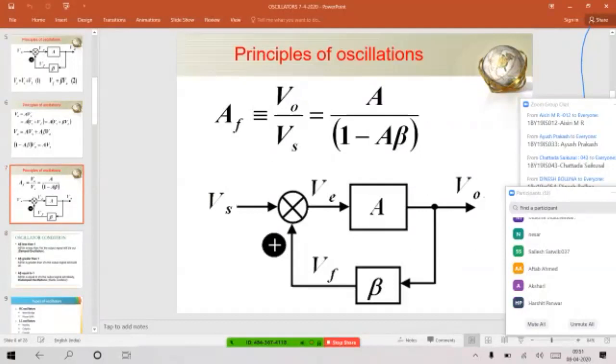And when the gain goes on reducing, the signal strength reduces. In the beginning, maybe you are getting the signal generated at the output of this amplifier, but over time you will get reduced signal strength. Why? Because the A beta value is less than 1. Every time you substitute A beta, you get the next lower value, so you get a damped signal. That is what a damped oscillation is, an oscillation that loses its energy over a period of time. That is damped oscillation.